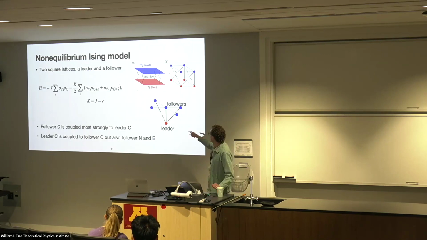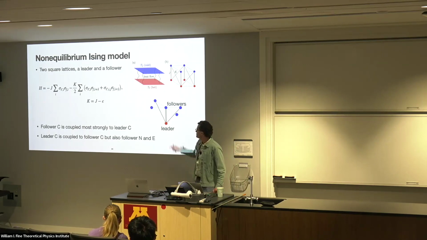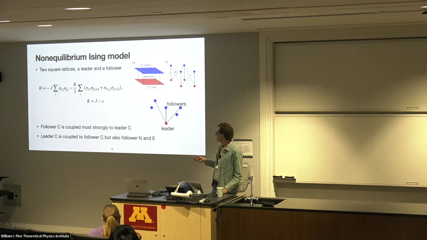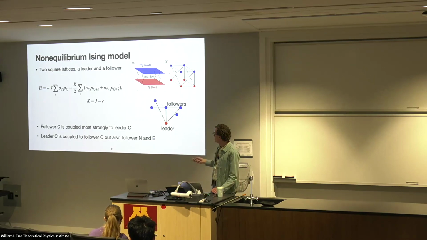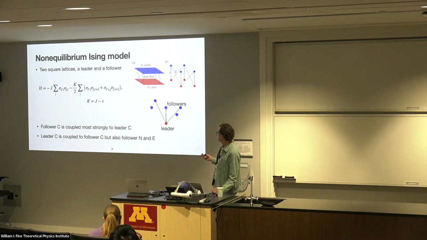So I've drawn it here with a solid line for J, which is the large interaction, and then dashed lines for K, which is the small interaction. And it's the same deal as before, because the follower is very cold, it will always want to update to match the leader. But then because the leader is hotter than this energy difference epsilon, it's perfectly happy either to match its follower or to match its north and east neighbor.